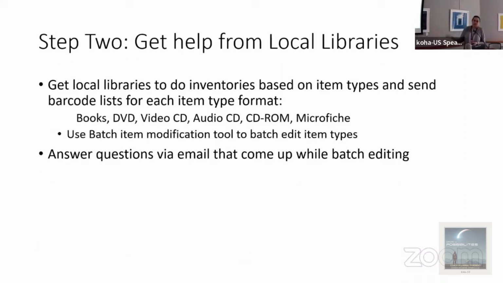So step 2 was get the local librarians involved. So I had them check, send me barcode lists of all your CDs, and then I would do batch modifications. We went back and forth with barcode lists, or I'd send them a list from Koha that I ran a report on and say, can you confirm that all of these are really DVDs? It also helped us delete, it's gone, we got rid of a lot of records because the item didn't exist anymore.